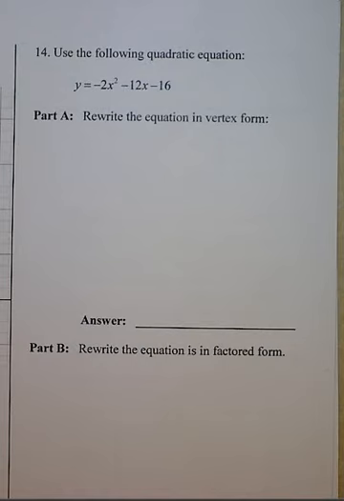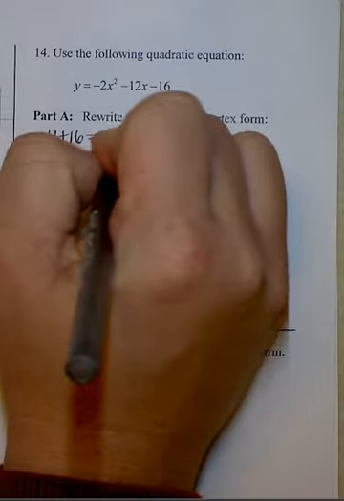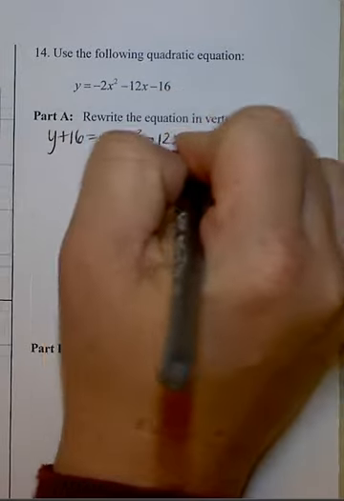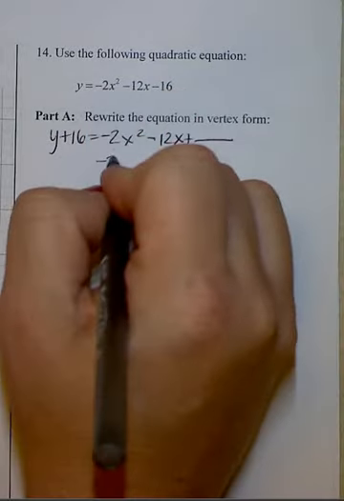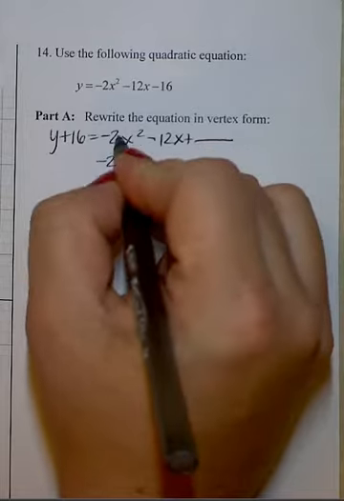Use the following equation to rewrite the equation in vertex form. So we are going to use the completing the square method to do that. I'm going to start by moving the 16 over to the opposite side by adding it. Then I need to factor out a negative 2. Negative 2 divided by negative 2 is a 1.